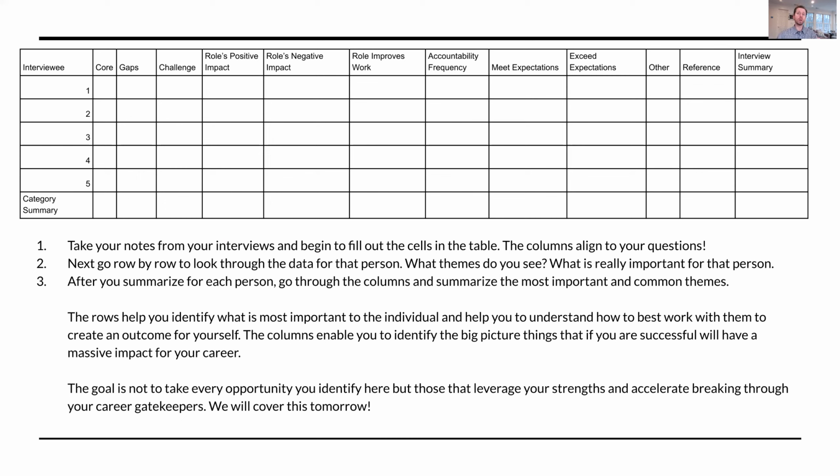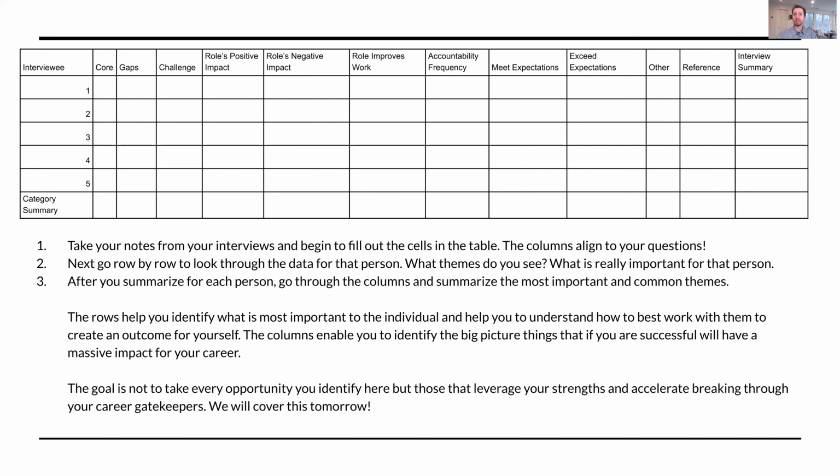So what you want to do here is for each person you interviewed, the interviewee, going across the row against the questions that you asked and the notes that you took, what were some of the themes that you heard from the person in these different areas? And how can you document them at a high level in each one of these areas?